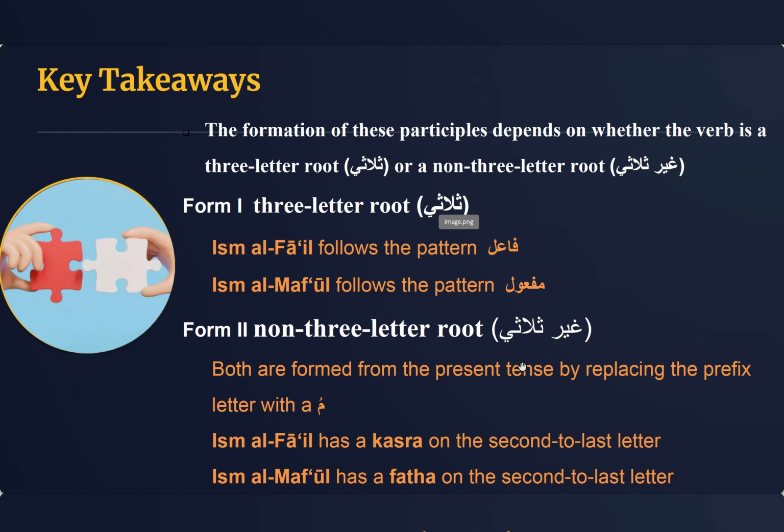Now for ghayru thulathi, non-three letters, we take the present tense, not the past tense, and then we change the ya to mim with the dhamma, mu, and the second last letter will be kasra for ismu fa'il, and it will be fatha for ism maf'ūl. That's the difference. For ismu fa'il, the second last letter will be kasra, and for ism maf'ūl it will be fatha.